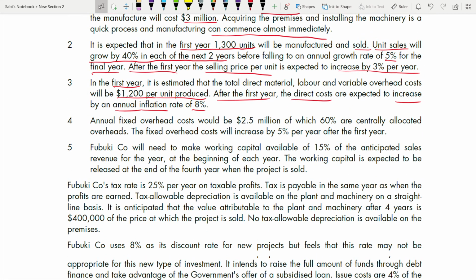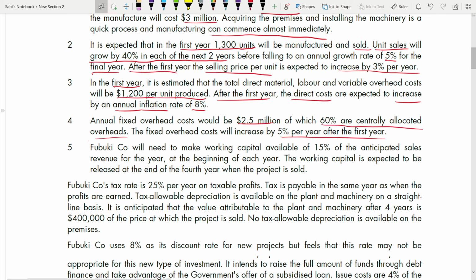Coming to point 4, annual fixed overhead cost will be 2.5 million, of which 60% are centrally allocated overheads. Fixed overheads will increase by 5% per year after the first year. So first year 2.5 million, on that 5% per year after the first year, and 60% are centrally allocated overheads.